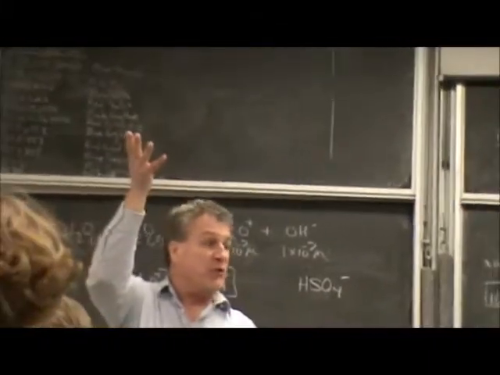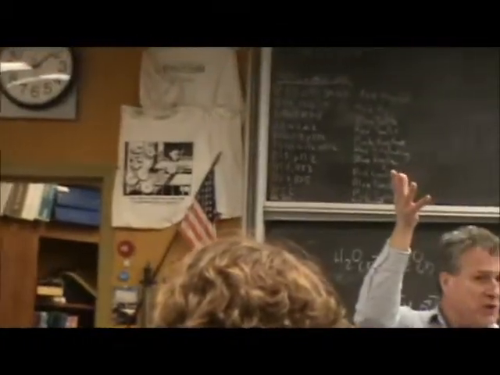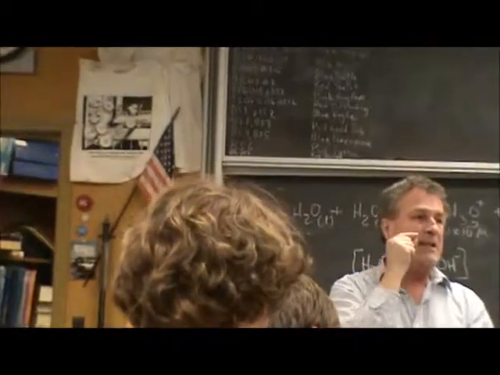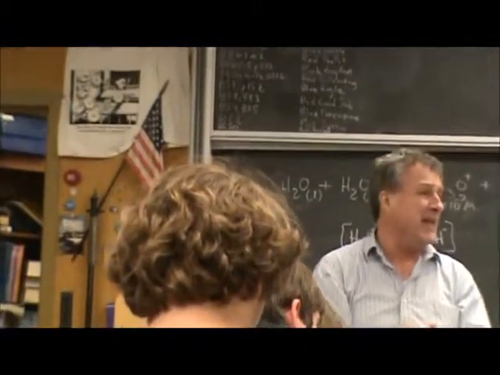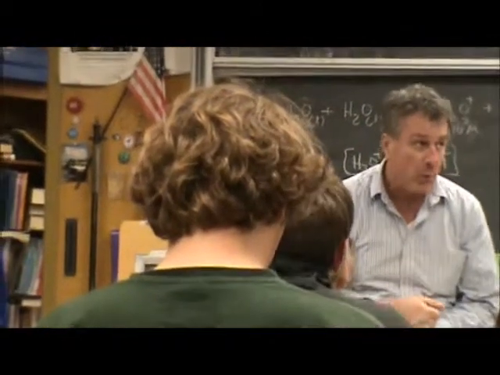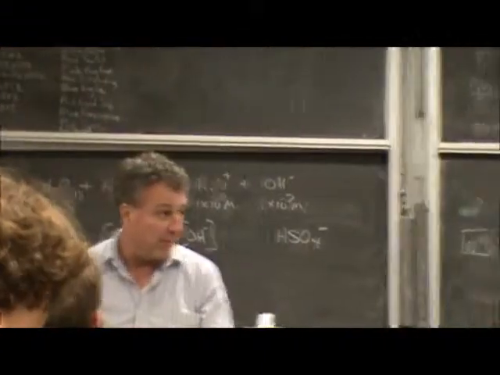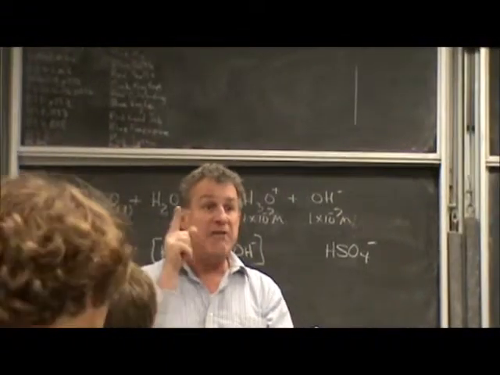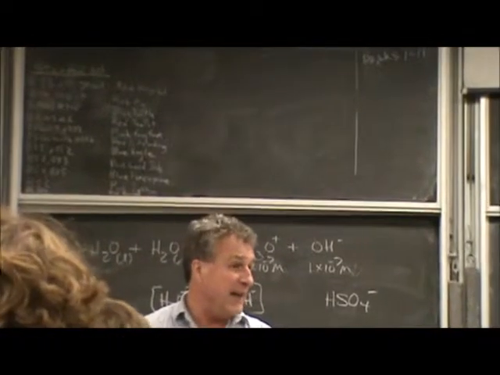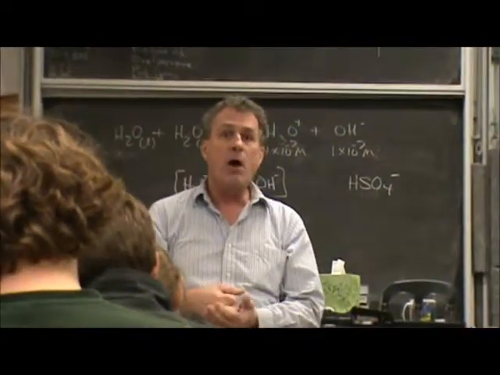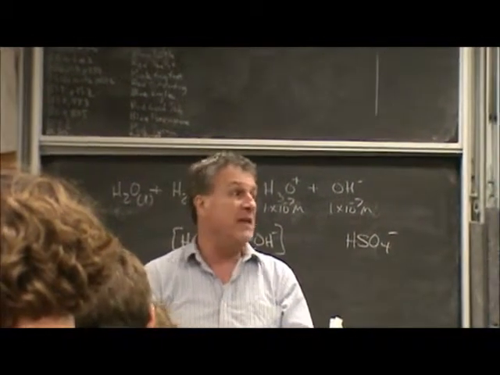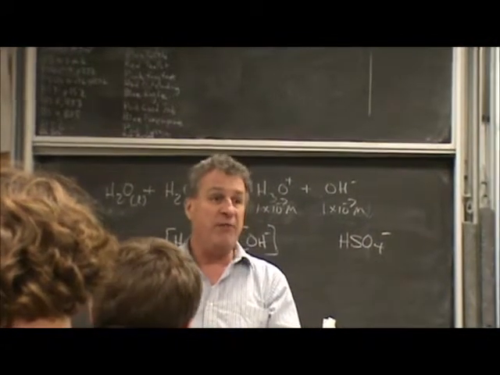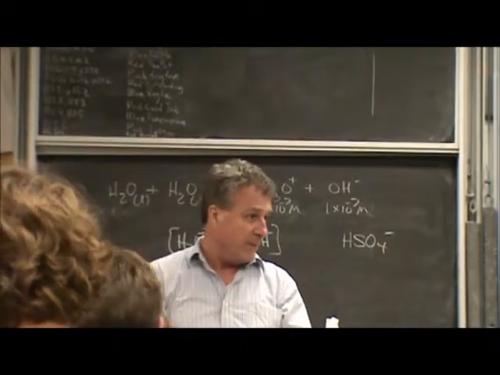Because hydronium concentration is higher than hydroxide, that means the concentration is greater than 10 to the negative 7, which means the pH is less than 7, right? 10 to the negative 5 is greater than 10 to the negative 7. The logarithm of 10 to the negative 5 is negative 5. The pH would be 5, less than 7.